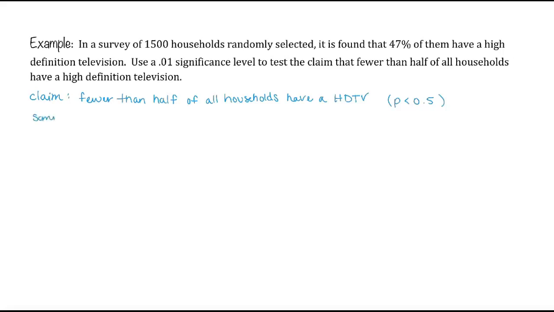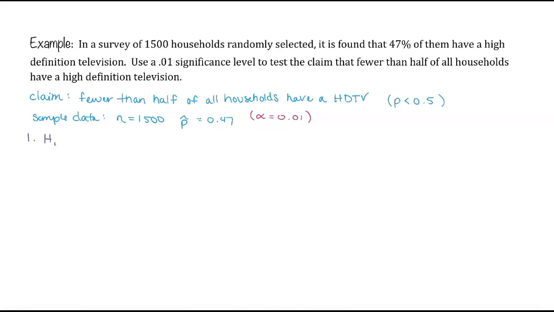Let's also list out the information that we're given. We have some sample data. The sample size is 1,500, and the sample proportion that was found is 0.47, so that's our p hat. Also notice that we are asked to use a 0.01 significance level, so that's our value for alpha. Now we're ready to list our null and alternative hypotheses.